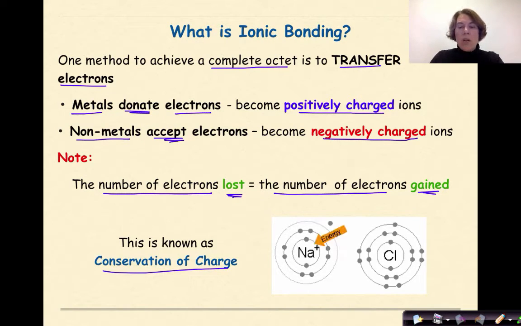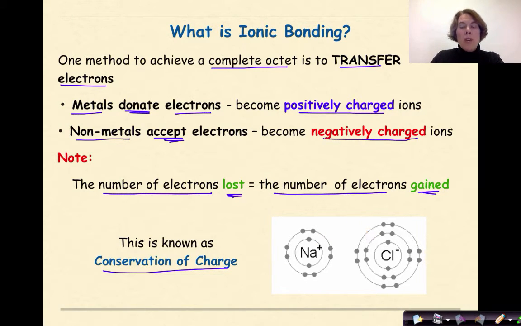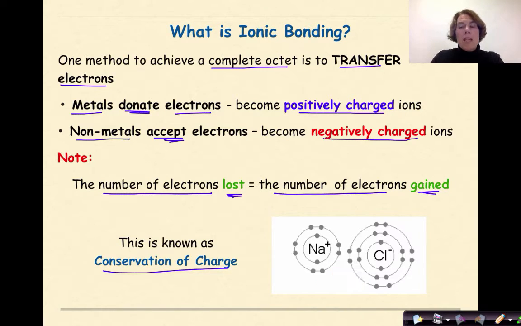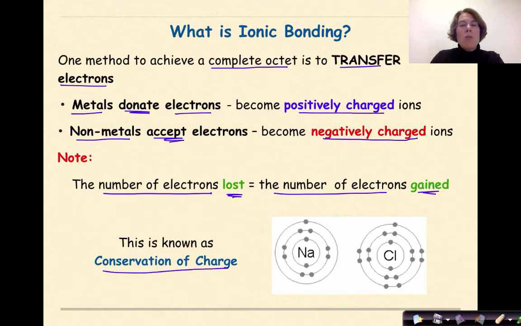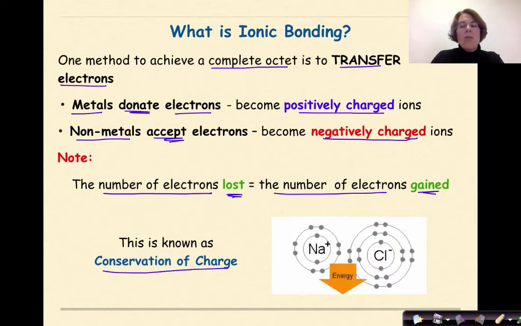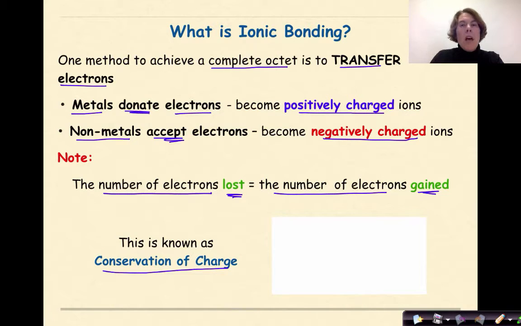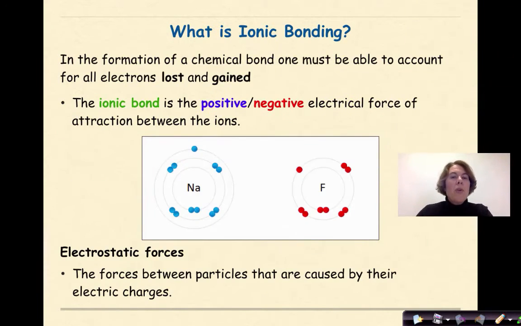And if we look at our little example down here, we see the sodium donating an electron to the chlorine. They come together and they form a much more stable chloride ion. So again, sodium donates an electron, this accepts it, positive, negative, comes together to be more stable, energy is released. In the formation of a chemical bond, one must be able to account for all electrons lost and gained.